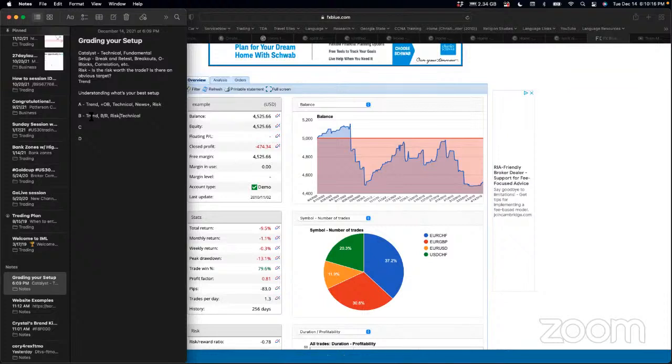So I wouldn't necessarily want to take this break and retest setup with the same lot sizes that I would use if this had news and time of day. That's another thing, time of day. What session is this? What session are you trading in for your setup?